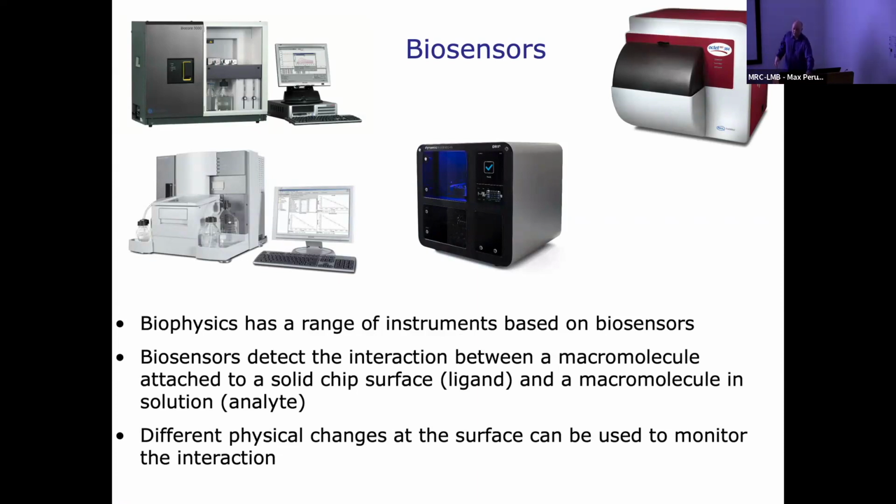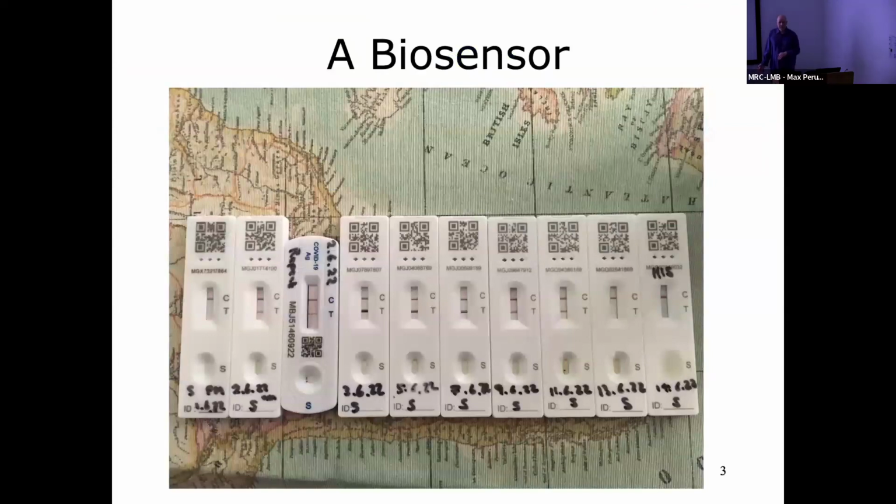And then you're going to flow across another molecule of interest. It's going to bind. I'm going to call that the analyte. There are different types of biosensors because they're all based on different physical principles to measure this interaction. Of course, you've all used biosensors already. You're probably adept at using them because in the last couple of years, you may have used one of these, a lateral flow test, and it is a biosensor.